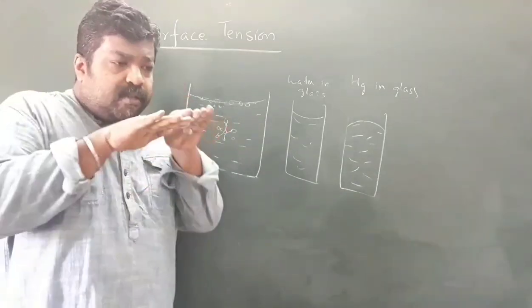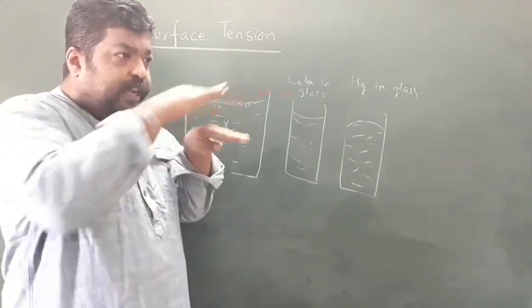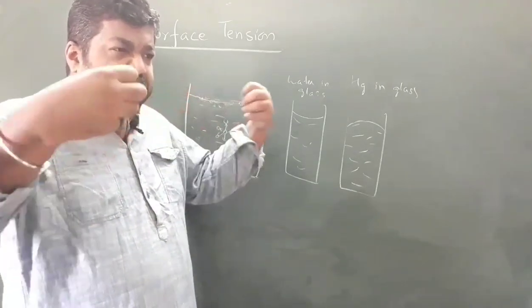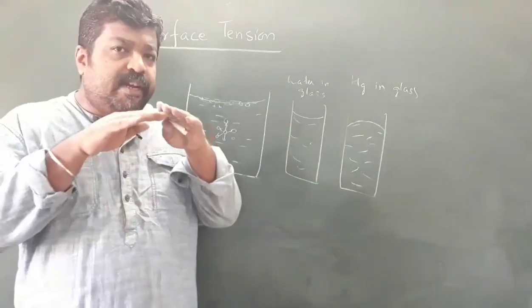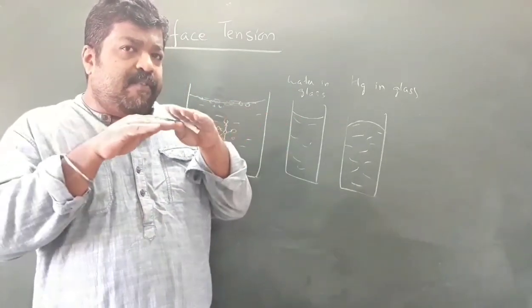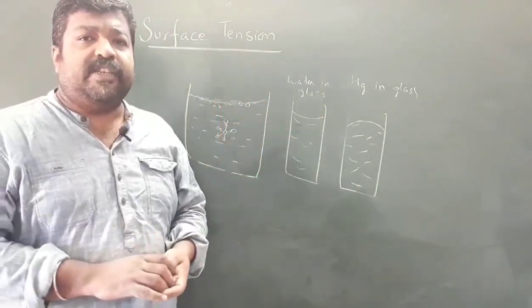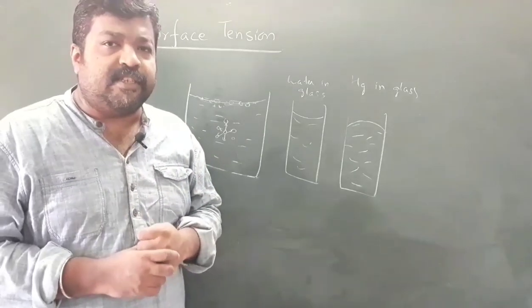Suppose you visualize that this is the top surface, so there are molecules on the sides and molecules below. These molecules on the surface are attracted from the sides and from below, so they are in a stretched state, behaving like a stretched membrane. So this is known as surface tension. This is the phenomenon, the concept of surface tension.